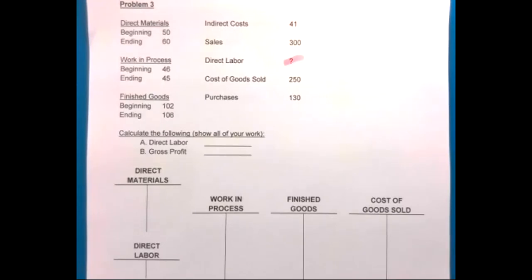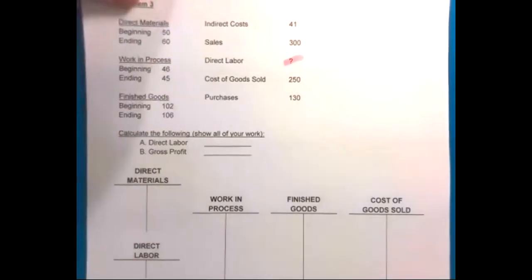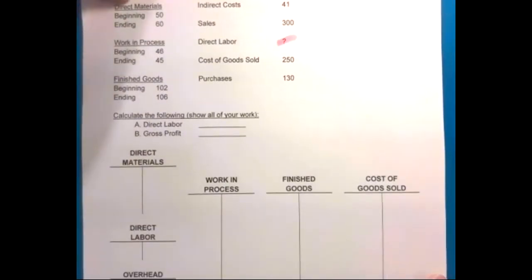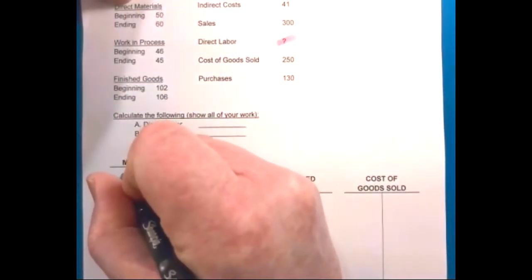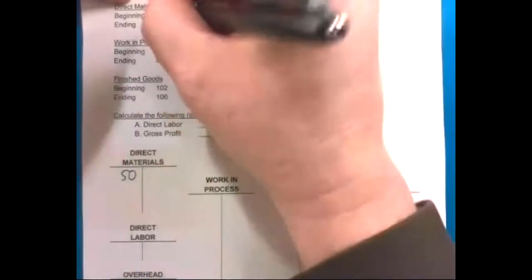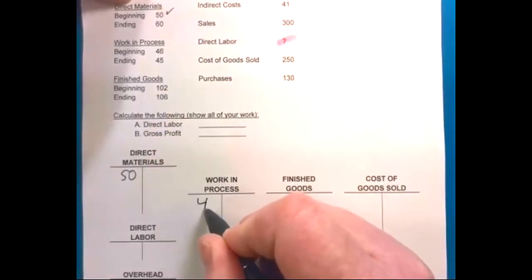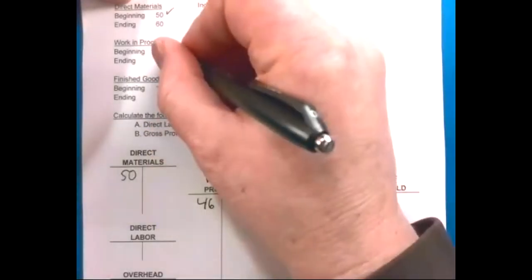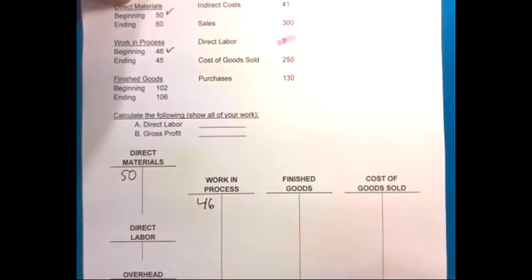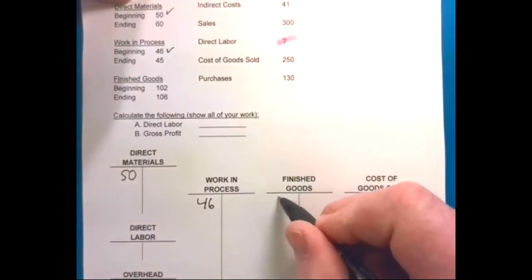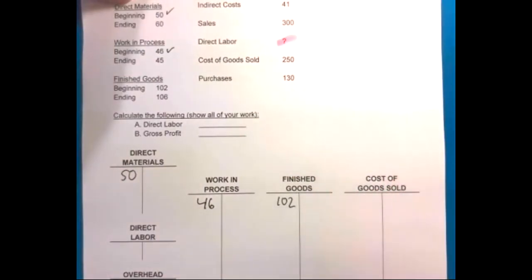All right. So what I'm going to do is go ahead and put in the accounts that we already know. So we don't know that one, but we're going to put in the accounts that we already know. So we know, for instance, the beginning was 50. Beginning work in process was 46. And the finished goods was 102, so we know those.